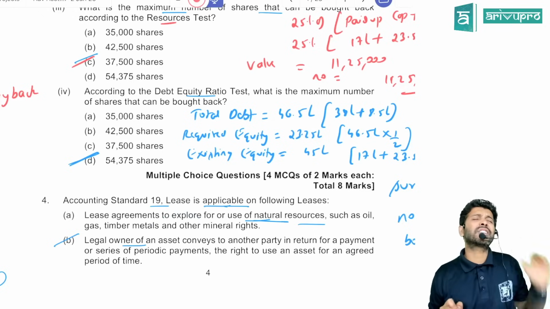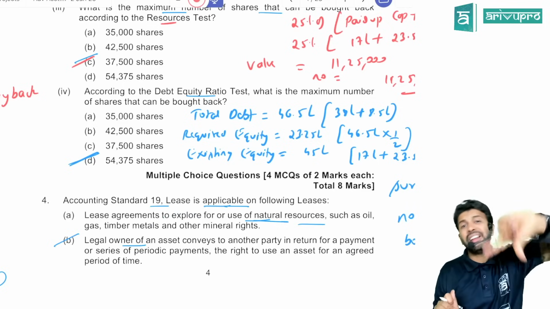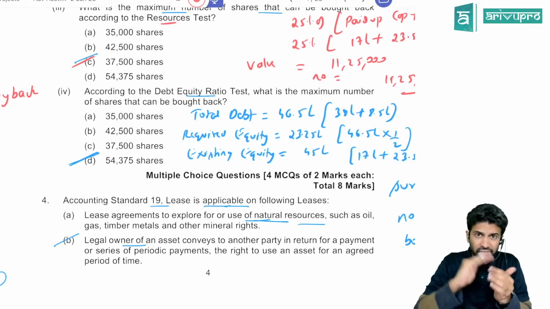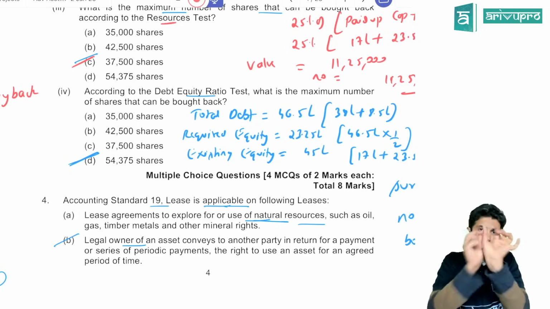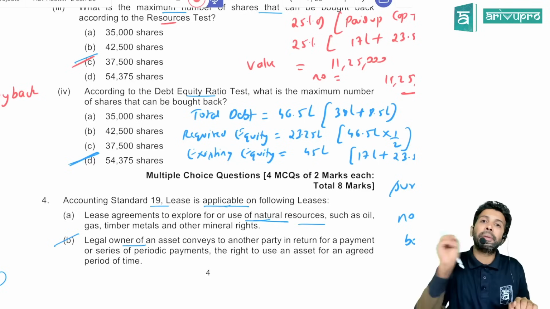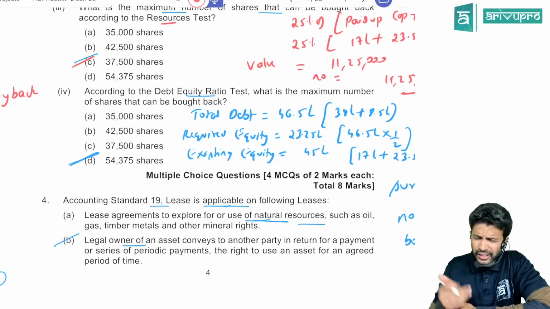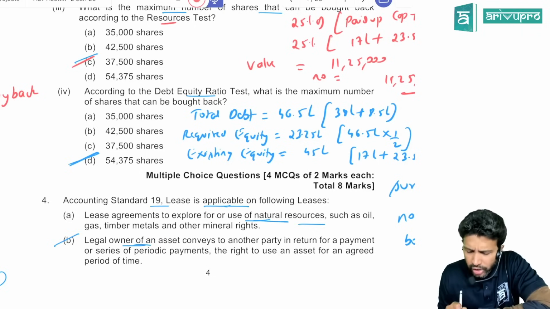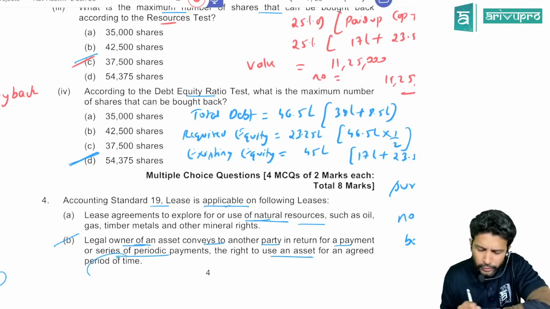First of all, what is the definition of lease? Lease is a contract between two parties, lessor and lessee, wherein the lessor will give the right to use the asset to the other party called lessee for a certain duration called lease term. In return, the lessee has to make some periodic payment called lease payment. Correct? This is the definition of lease. So check: the legal owner of the asset conveys to another party, in return for a payment or a series of periodic payments, the right to use an asset for an agreed period of time.